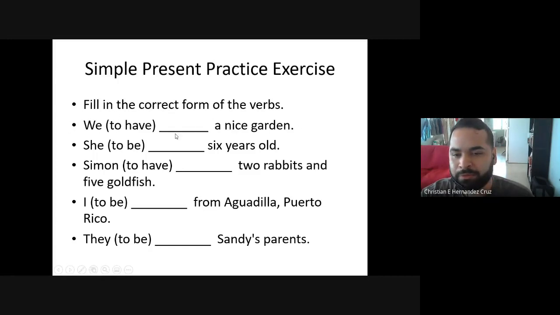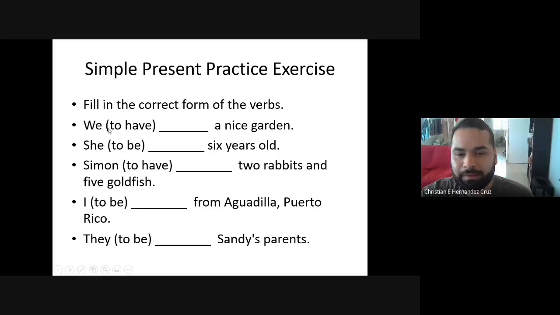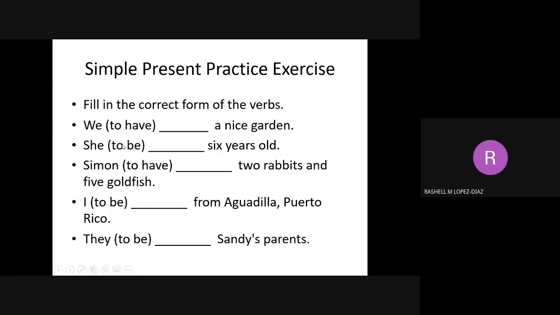Ahora mismo, since we're short on time, I prefer microphone over chat, please. We have a nice garden. Exactly right. We eliminate to, and we just keep have in this one. We have a nice garden. That's good. The next sentence, she blank 6 years old. And now we have a be verb. She is 6 years old. Exactly right.